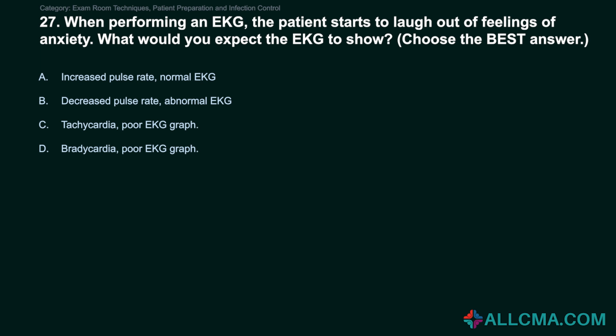27. When performing an EKG, the patient starts to laugh out of feelings of anxiety. What would you expect the EKG to show? Choose the best answer. A. Increased pulse rate, normal EKG. B. Decreased pulse rate, abnormal EKG. C. Tachycardia, poor EKG graph. D. Bradycardia, poor EKG graph. Correct answer: C. Tachycardia, poor EKG graph.